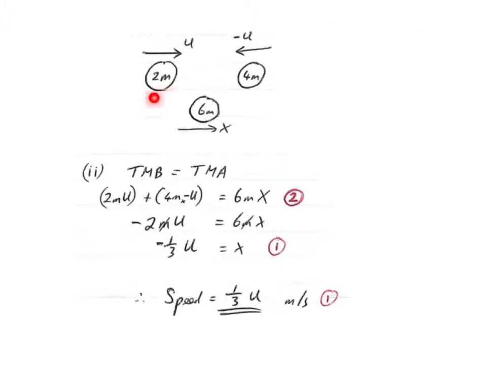We're looking at particles B and C. They coalesce, so they become a 6m afterwards. Put the x this way. Total momentum before is total momentum afterwards. x will be minus 3u. That's the velocity is minus 3u meters per second, which means in the opposite direction. So therefore the speed is 1 over 3u meters per second.